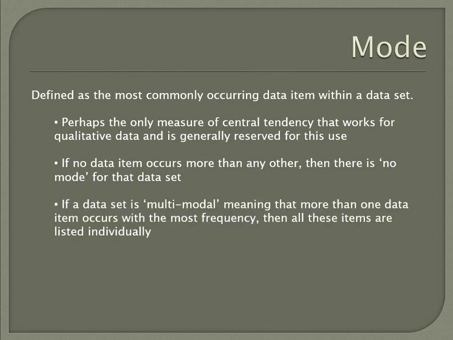If a data set is multimodal, meaning that more than one data item occurs with the highest frequency, then all of those items are listed individually. It's tempting to try and average them or do some sort of operation with them, but you just list them. A data set that has two modes is called bimodal. I've heard data sets referred to as trimodal, having three modes, but generally I've heard bimodal very commonly. But if you have three or more modes, you generally just refer to it as multimodal.